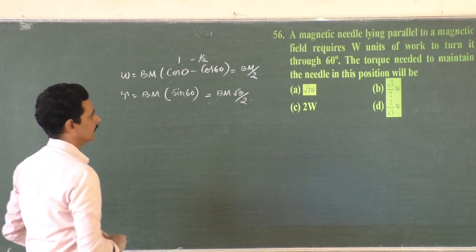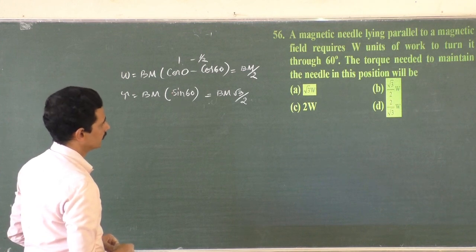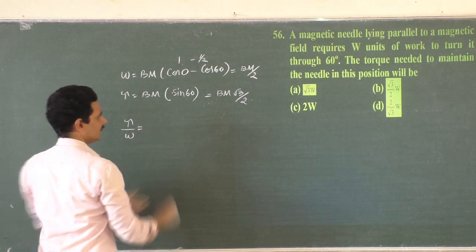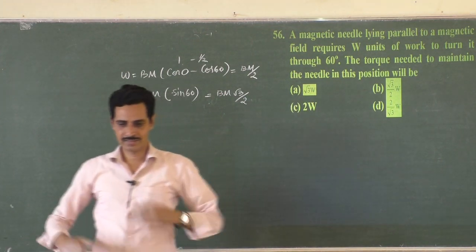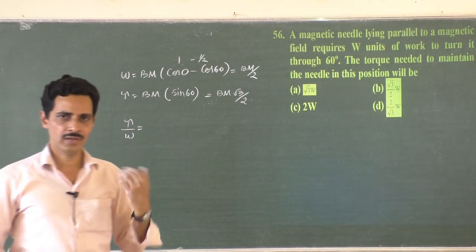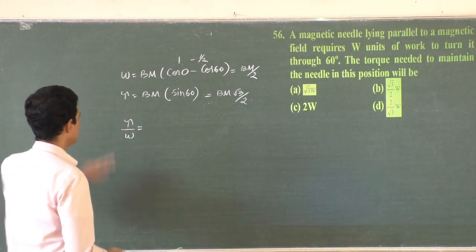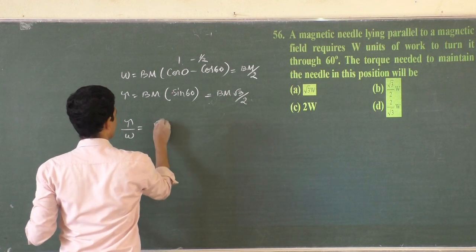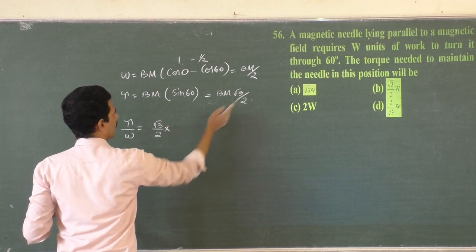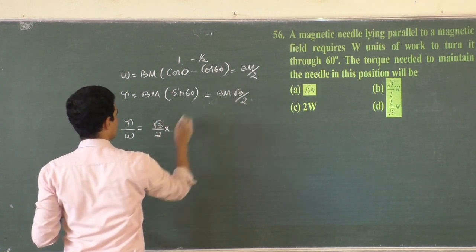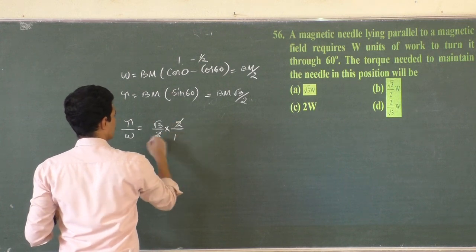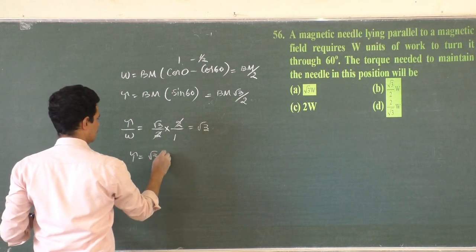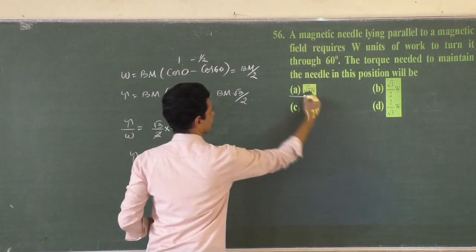So what is the torque needed? We will divide it. Torque by W, because you see the answers, all the answers are in W, tau and all. So you have to mix it up somehow. So torque by W is equal to, Bm gets cancelled, root 3 by 2 into this one, which is half here. So it is root 3. What is tau? Tau is equal to root 3 W. Here is the answer, the correct one.